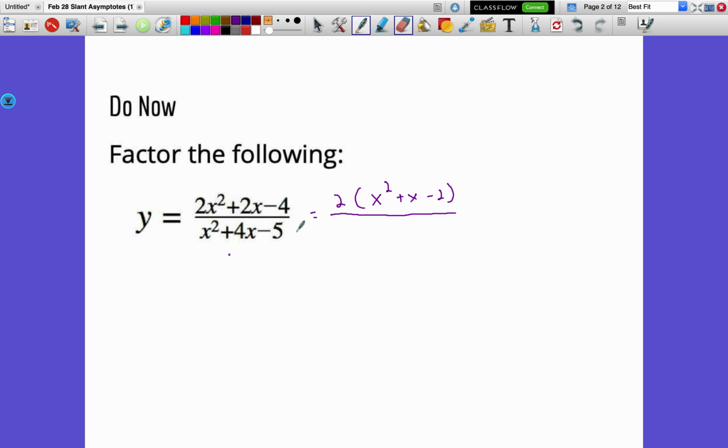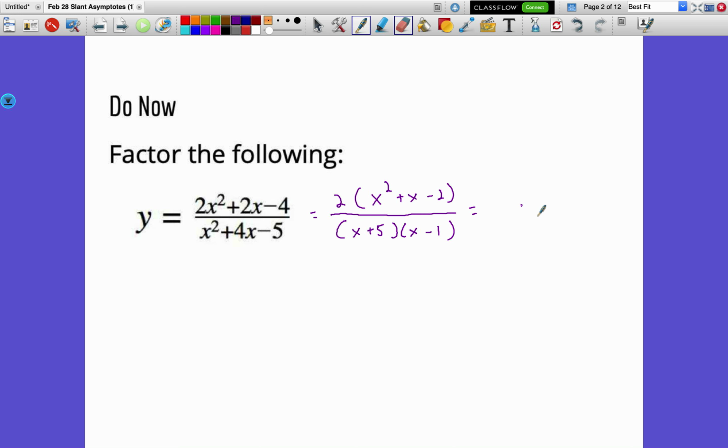And on the bottom, no greatest common factor, so I can begin to think about simple factoring and what two numbers multiply to be -5 but add to be 4. Two numbers that multiply to be -5 but add to be 4 are going to be a +5 and a -1. All right, that gives me x plus 5 and x minus 1.